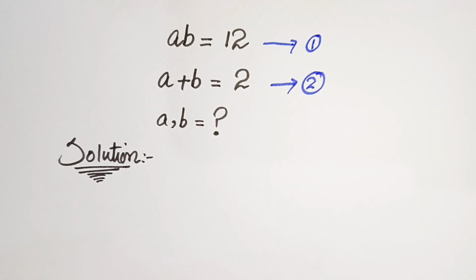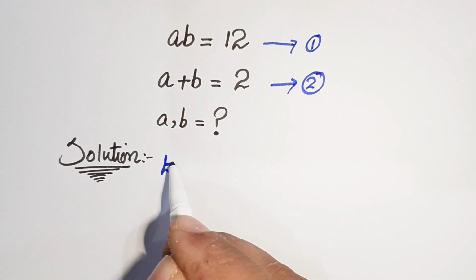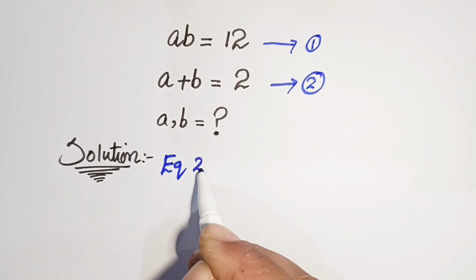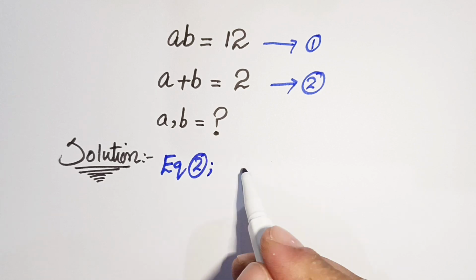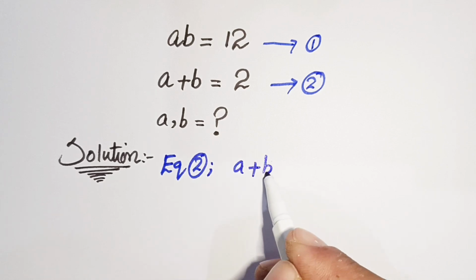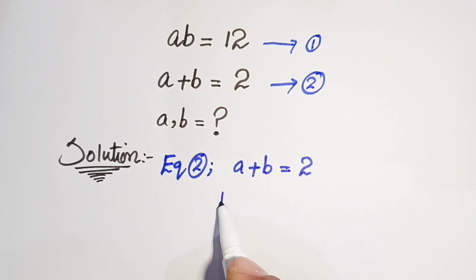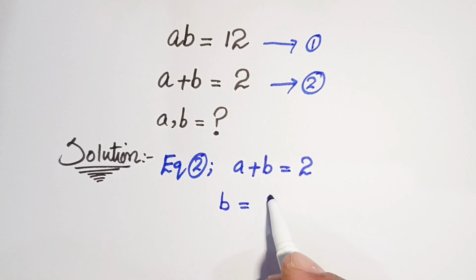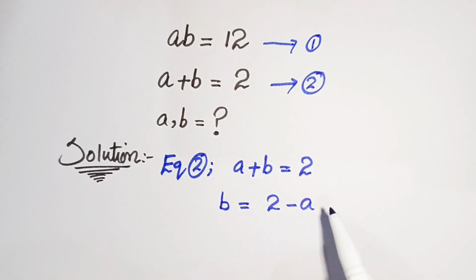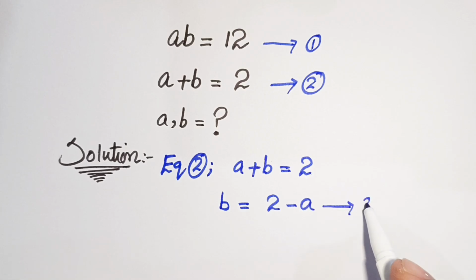Now starting our solution, if we express the value of b from equation 2, then equation 2 is a plus b is equal to 2. Now expressing b, we have b is equal to 2 minus a. Let's say it is our equation number 3.